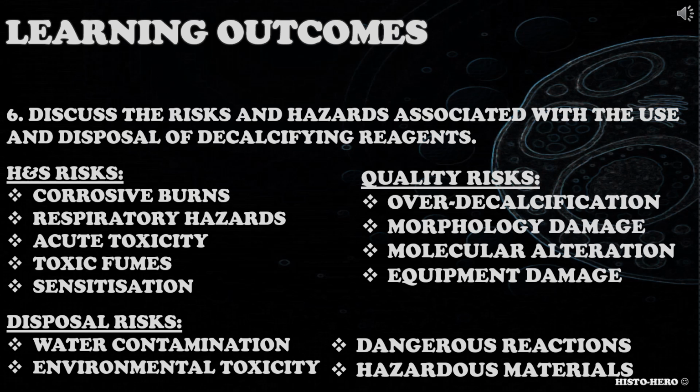Consider HNS risks like corrosive burns, respiratory hazards, acute toxicity, toxic fumes, or sensitization. Consider quality risks like over-decalcification, morphology damage, molecular alteration or equipment damage, COSHH, SOPs, PPE, risk assessments, training, regulatory bodies, waste segregation. Consider disposal risks like contamination, environmental toxicity, dangerous reactions, or presence of hazardous materials that require licensed contractors to dispose.